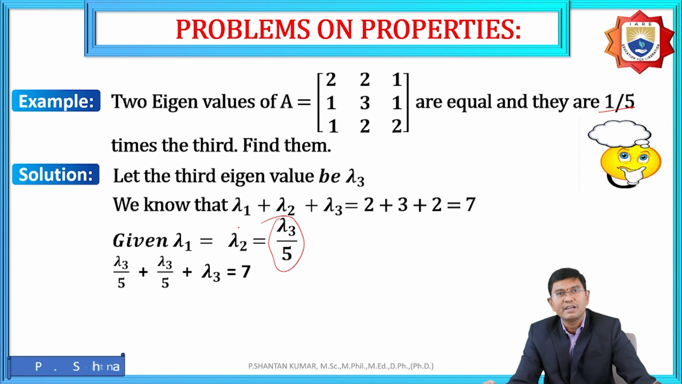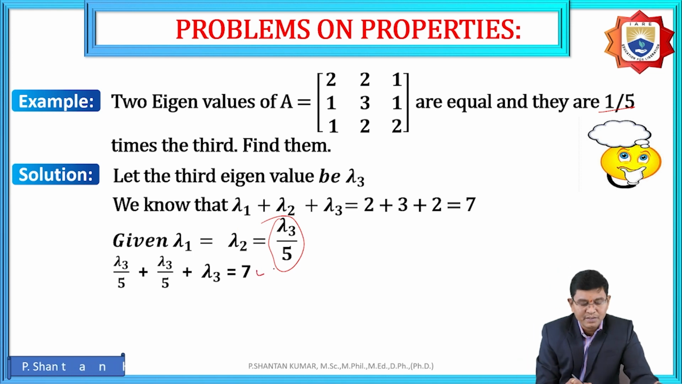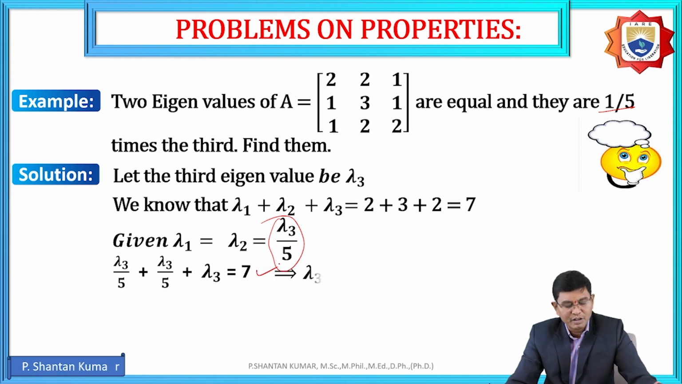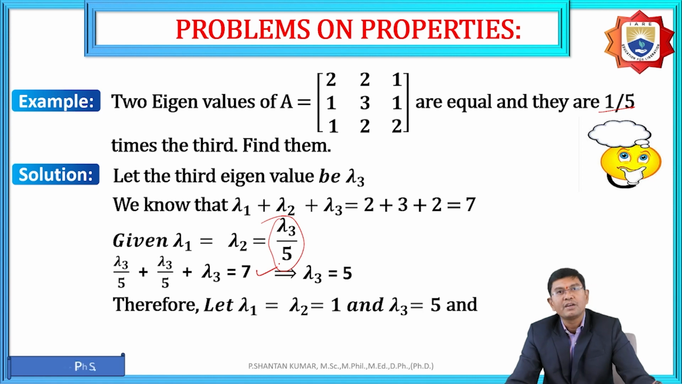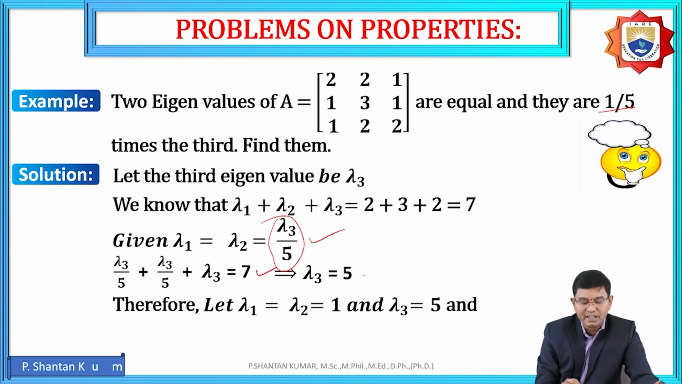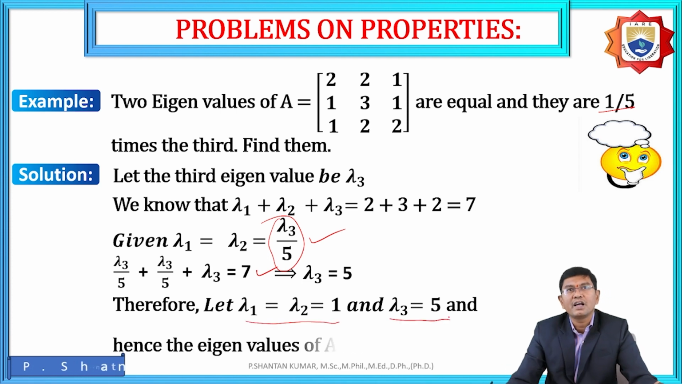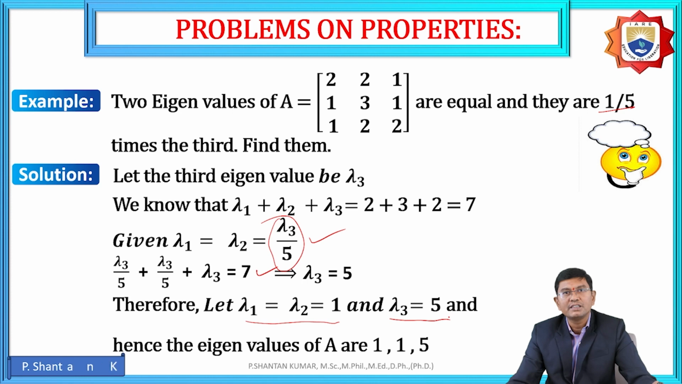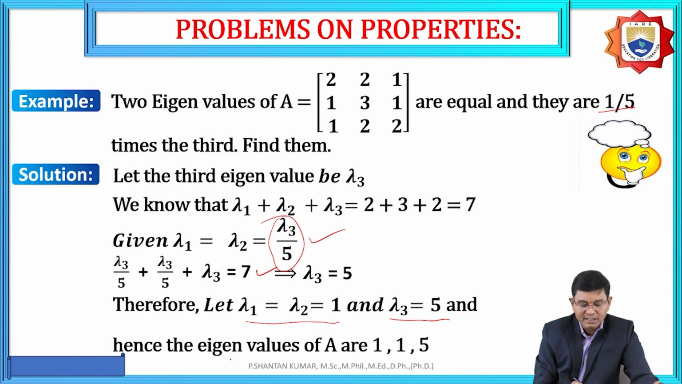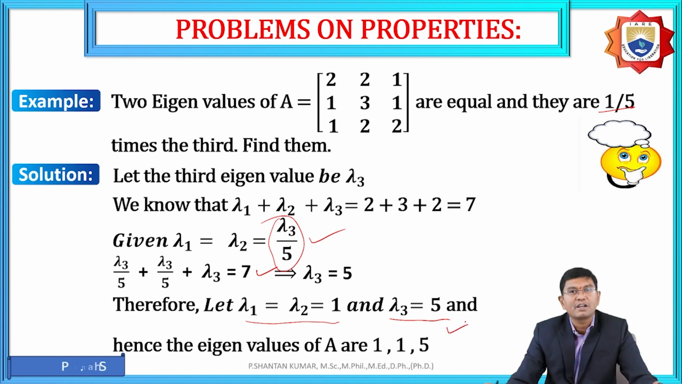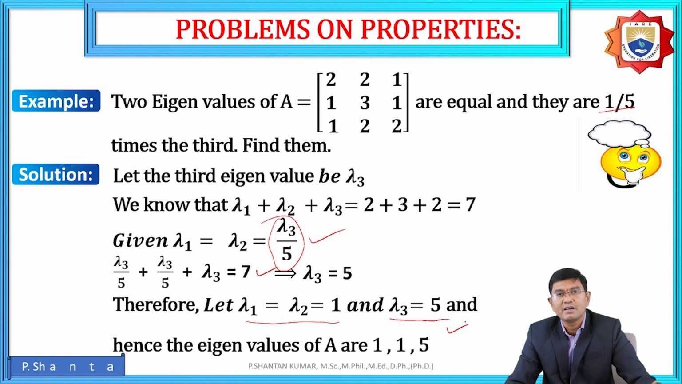Lambda 3 by 5 plus lambda 3 by 5 plus lambda 3 is equal to 7. By solving this we obtain lambda 3 equal to 5. Since lambda 3 by 5 gives lambda 1 equal to lambda 2 equal to 1, and lambda 3 is equal to 5. Therefore finally the eigenvalues are 1, 1, 5.